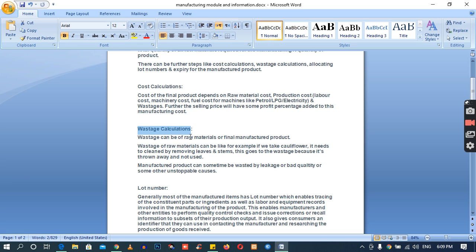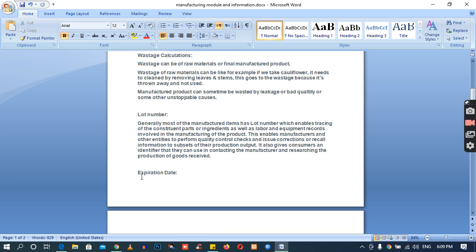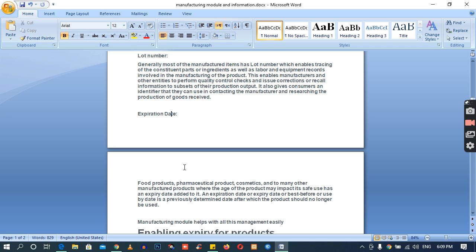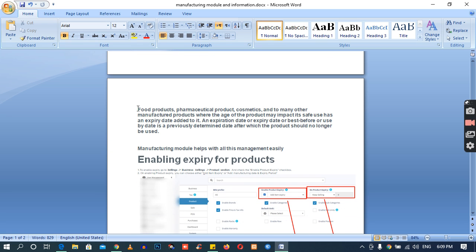Wastage calculation is also very important. Some clients work with a lot number because they produce with a lot number. In pharmaceutical companies, products also need an expiry. So different businesses have production, but they have different standards. Some consider lot, some consider expiration date, some consider other things, some consider wastage percentage, and some only consider the cost calculation.